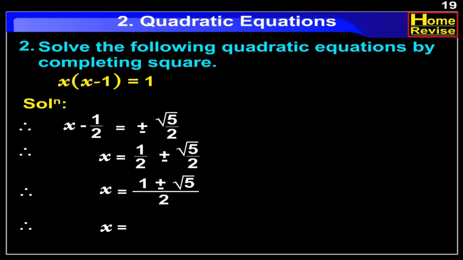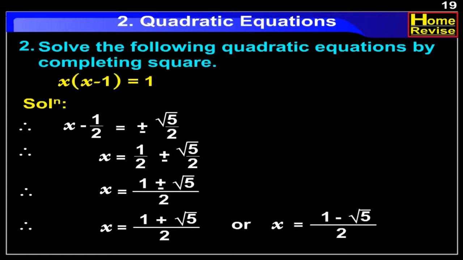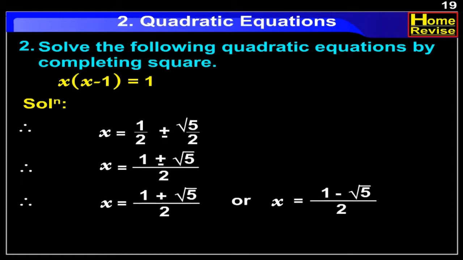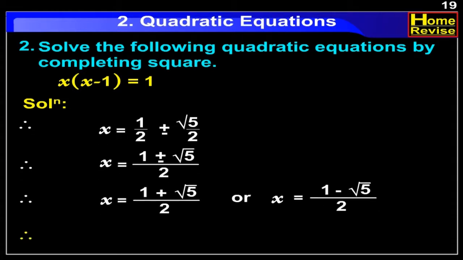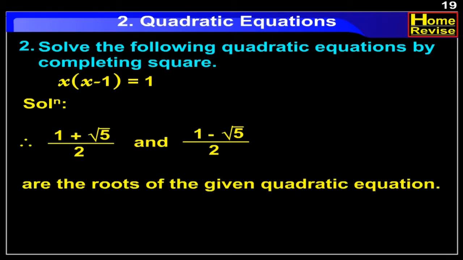Therefore, x is equal to 1 plus root 5 upon 2, or x is equal to 1 minus root 5 upon 2. Therefore, 1 plus root 5 upon 2 and 1 minus root 5 upon 2 are the roots of the given quadratic equation.